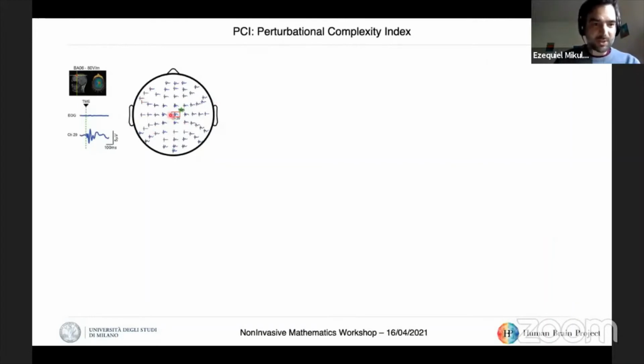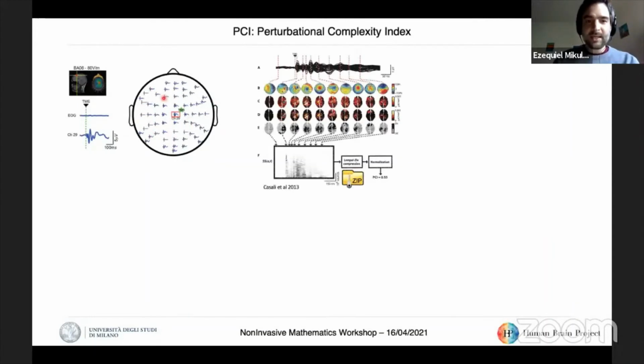We stimulate a point and we measure the whole brain. Each one of these traces corresponds to one of these channels. We can then perform source localization of this activity to obtain a set of activations on the cortex. We apply some statistics to determine which sources are significantly active and create a matrix of activations, where each one of these points is an active source at a single time point.